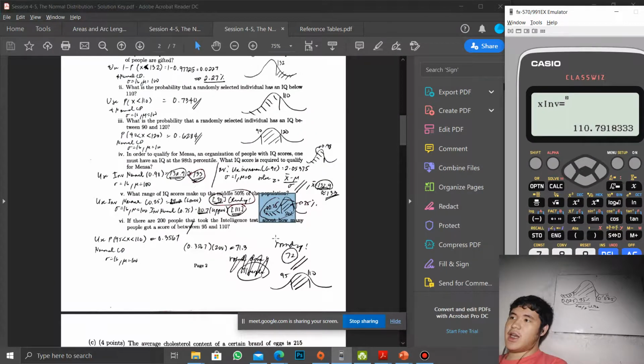Next, if there are people that took the intelligence test, 200 people daw. Oh, how many people got a score of between 95 and 110? Hindi pa to central limit theorem. This is not a sample. You're just theorizing how many.